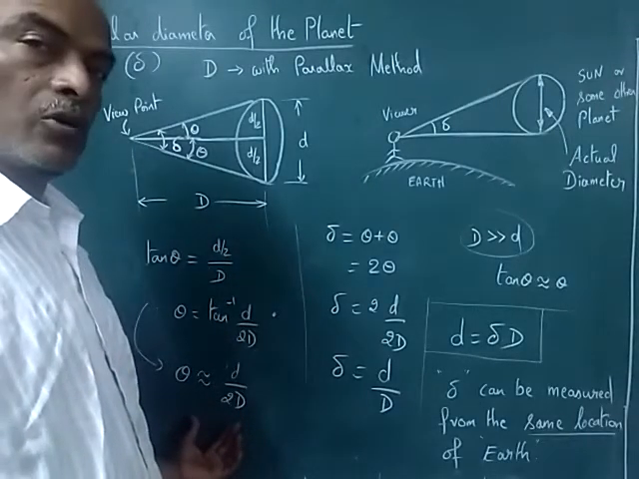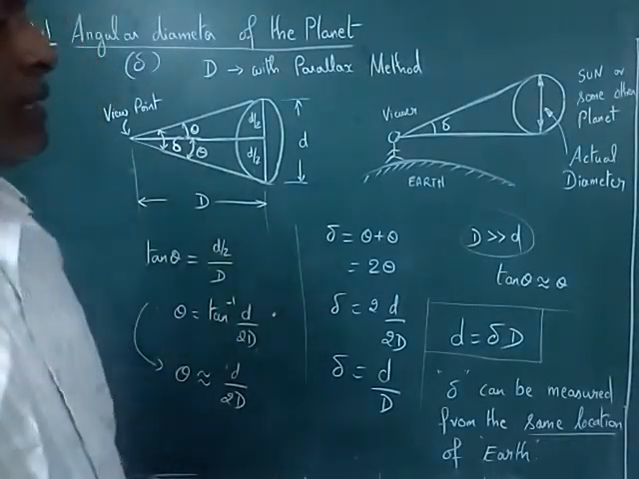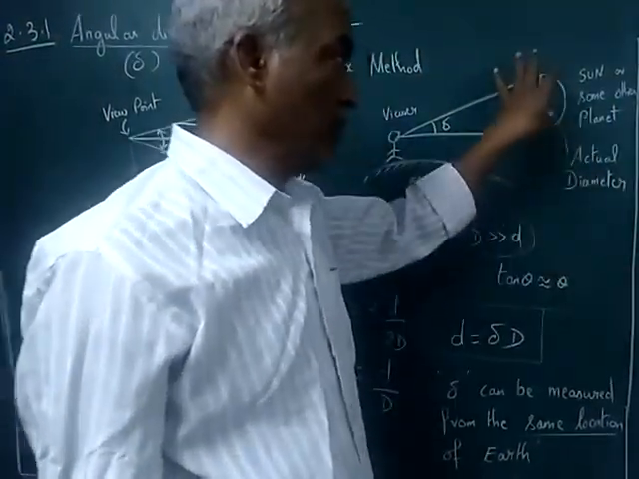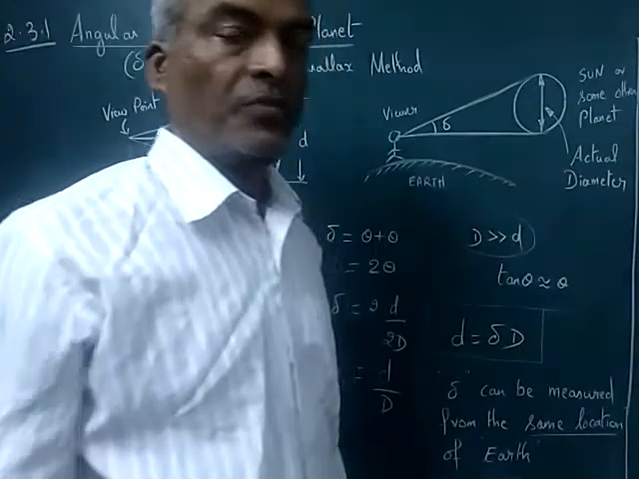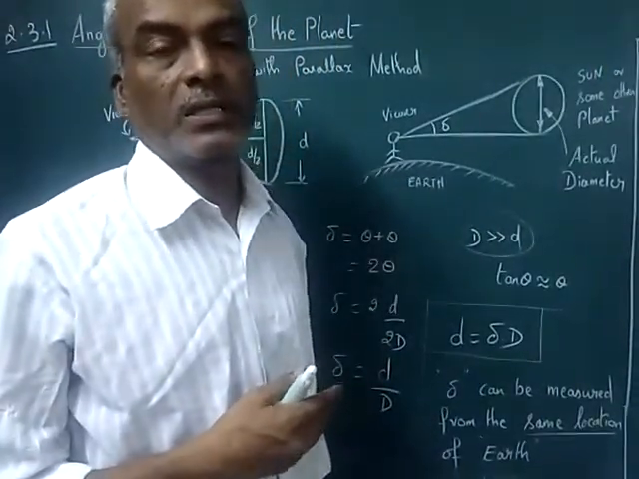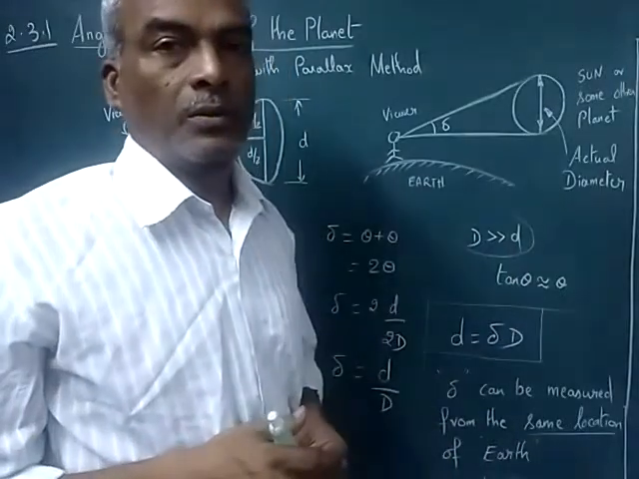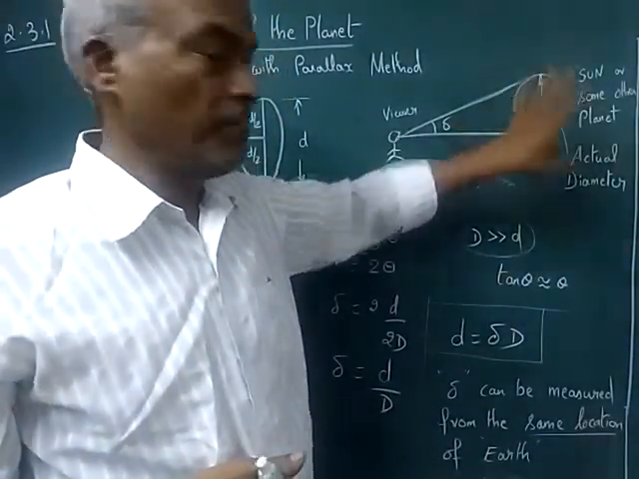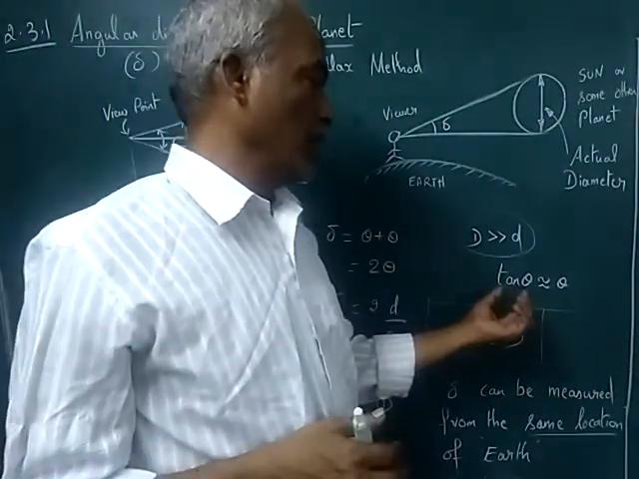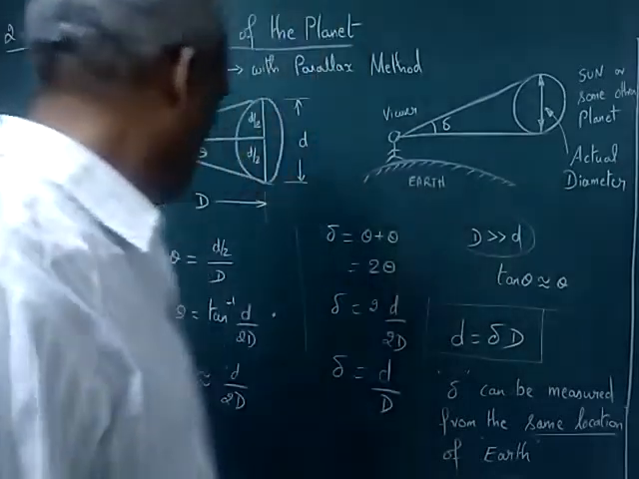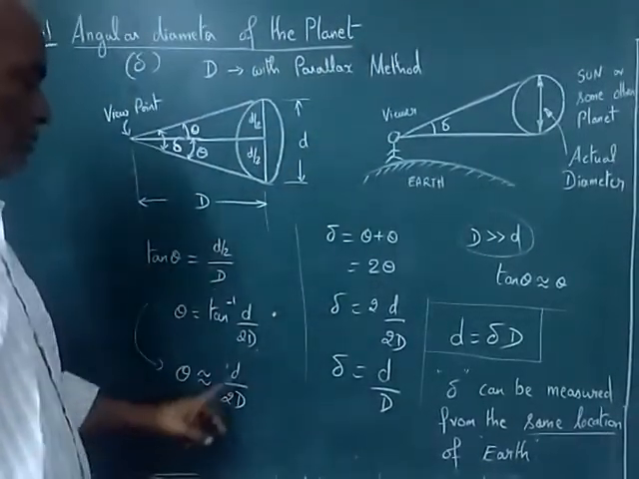This we can take into account only when this capital D is very much greater than small d, the diameter of the planet. So the distance between the particular planet and the earth's surface is going to be very high when compared to the diameter of the planet. So that's why we make an approximation. Tan theta is approximately equal to theta. Therefore, theta is equal to d by 2D.